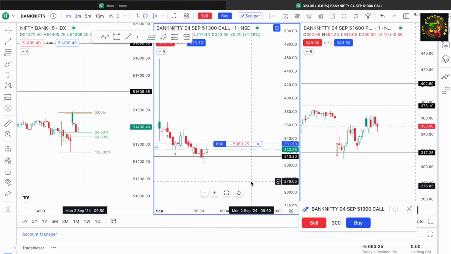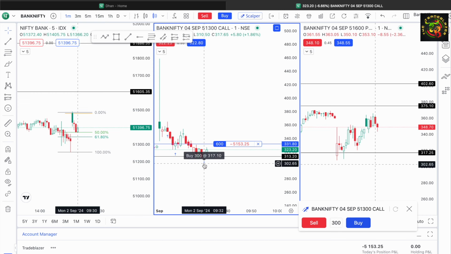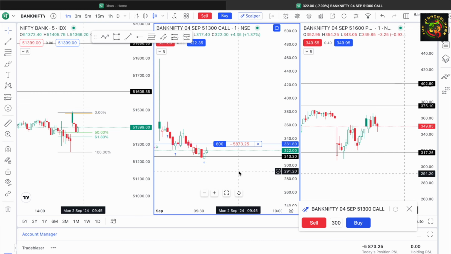Added 300 more quantity as the price retraced back into the golden zone, the fib golden zone. So we are with a little bit of loss right now. We'll let you know how this trade goes on from here.